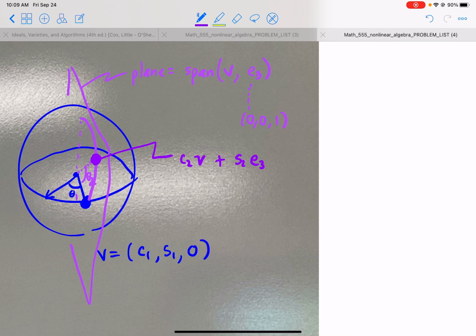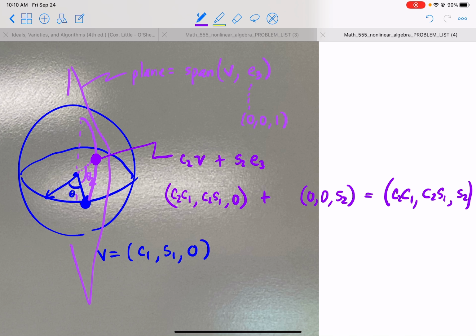Does everyone see that? C2 times V is a scalar times a vector. And so what is it? It's C2 C1, C2 S1, C2 times 0, plus S2 times (0, 0, 1), which is just going to be S2. I just eliminate. Okay, and then together we get a parametrization like that.